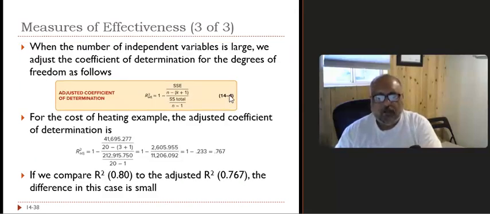Continuing along the same lines, we can apply this to our example of heating cost per home. All those scenarios we discussed, we can apply ANOVA analysis to those also.